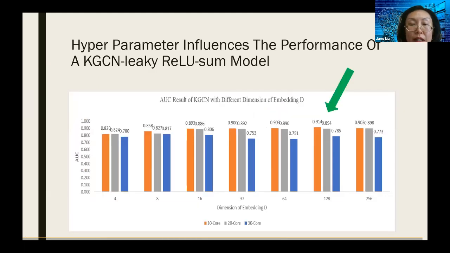And then this one shows we vary the different dimensions of the embedding. In this case, 128 gives us the best results. It's close, but slightly better than other cases.